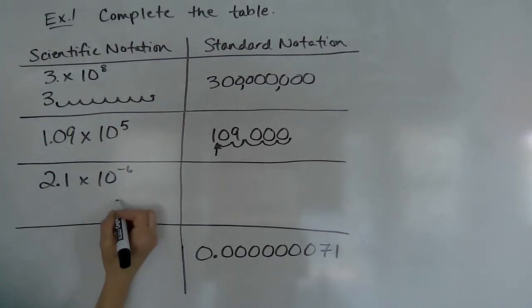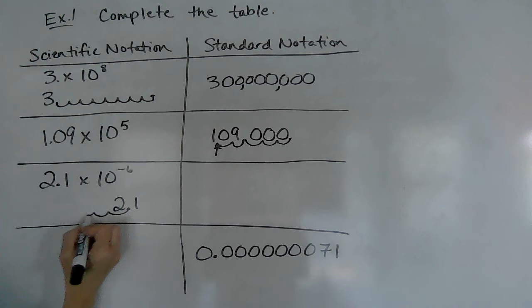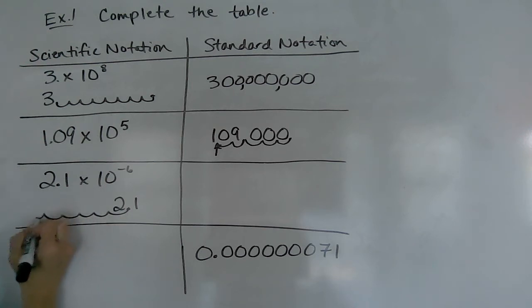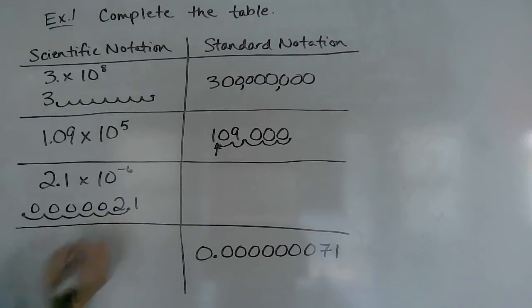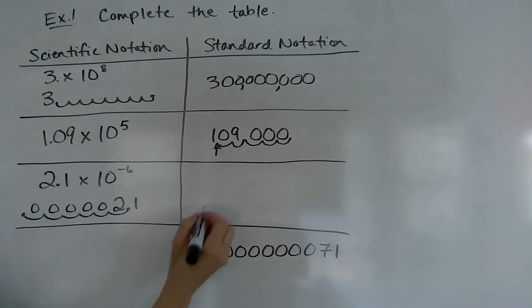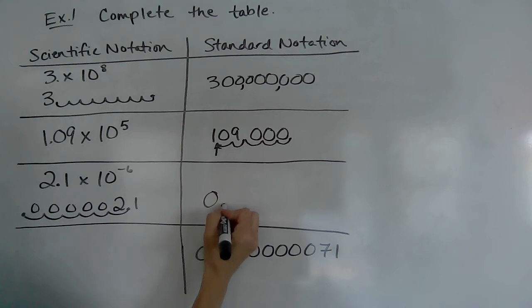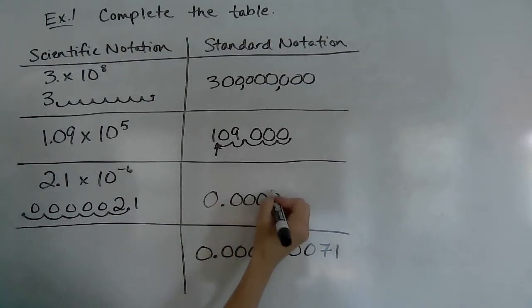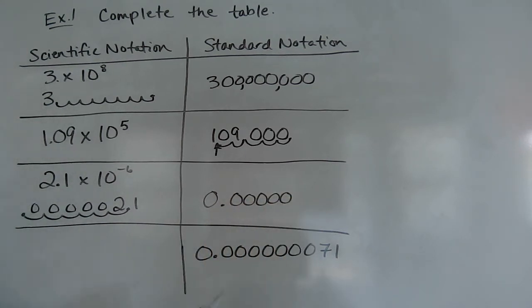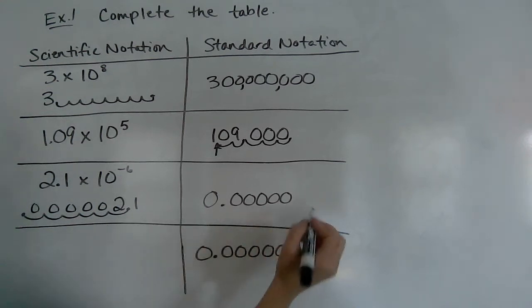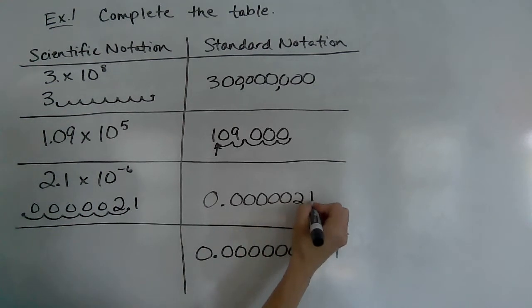So I'm going to give myself some room to work, knowing that I'm going left with my decimal. And I'm going to move it 1, 2, 3, 4, 5, 6 places. Each of these empty spaces gets filled with a 0. So basically I have a decimal followed by 5 zeros and then 2, 1. And a lot of times we put a leading 0 out front just to show that decimal nice and clear. So we have 5 zeros followed by 2, 1.